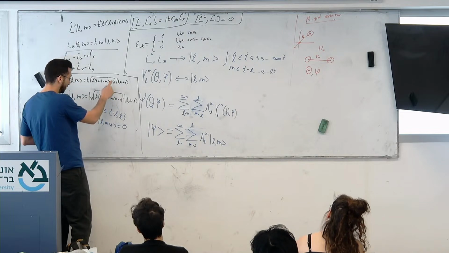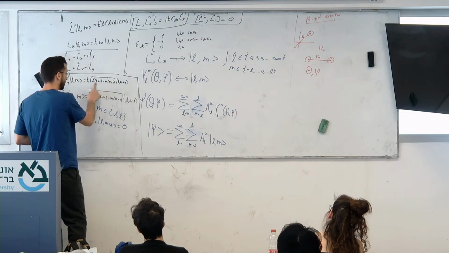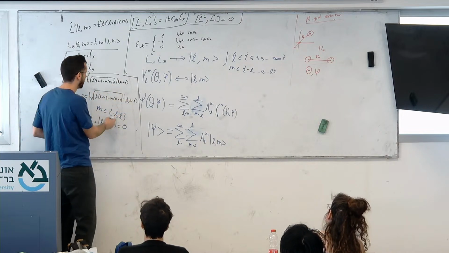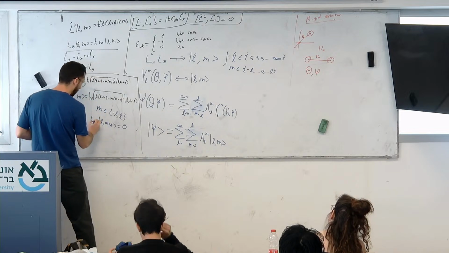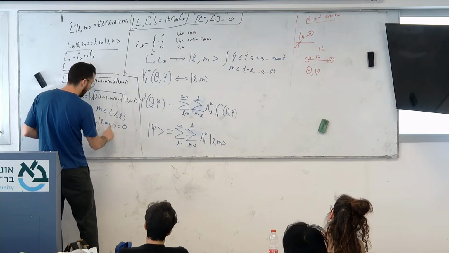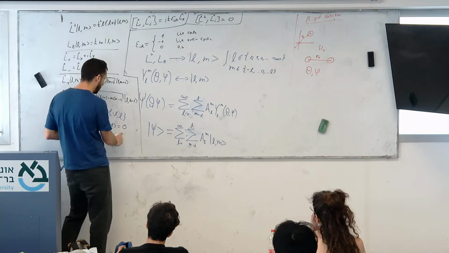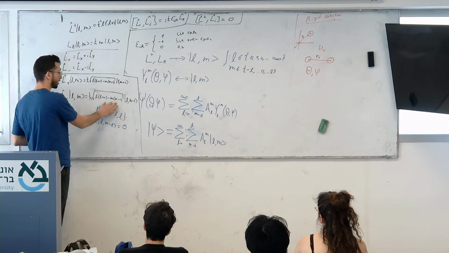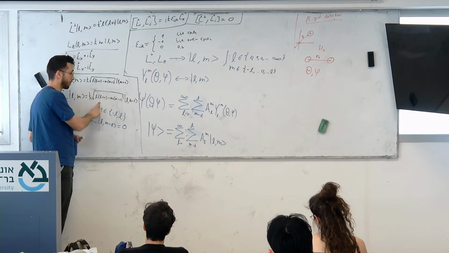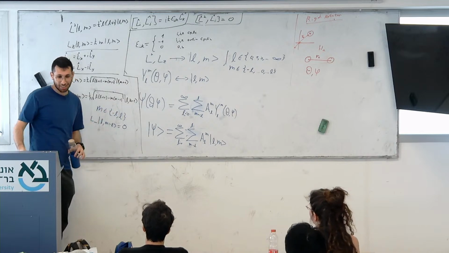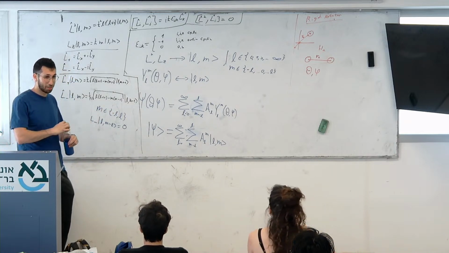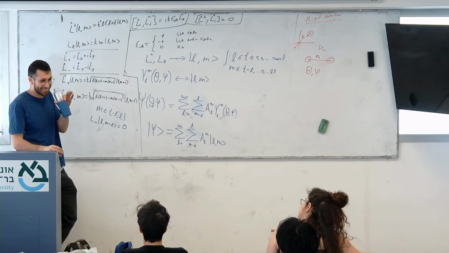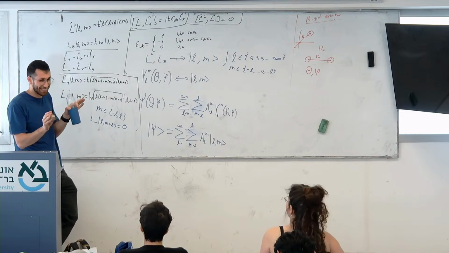So if we put M equal to L here, we're going to get something minus itself, which is 0. On the other hand, if we apply the lowering operator on L and M equals minus L, we're also going to get 0, because if you put minus L here, we're still going to get something minus itself, 0. Did you understand?